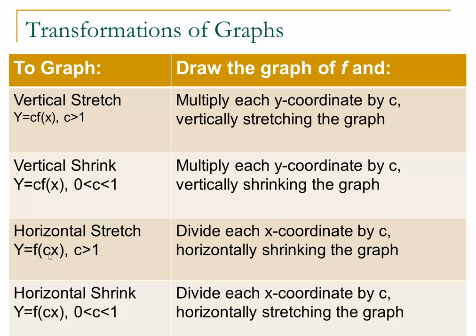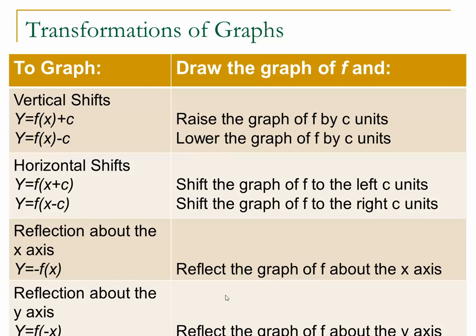Horizontal stretches also have a multiplier. The difference is the placement of that multiplier. So if you have a vertical shrink or a vertical stretch, that multiplier is on the outside of the function. If you have a horizontal stretch or shrink, that multiplier is right in the middle of that function. So when you have a horizontal stretch or shrink, you are dividing the x coordinate by c. Seems like a lot, but let's break it down.